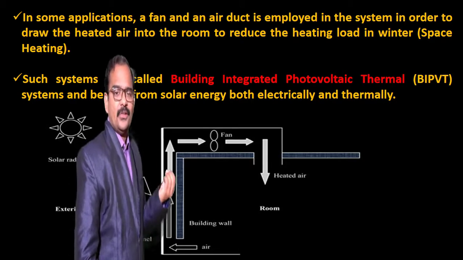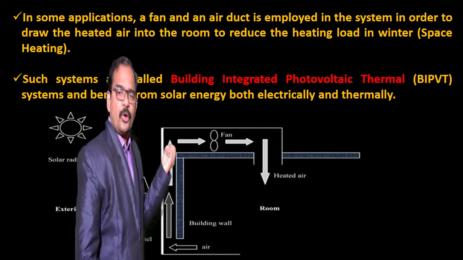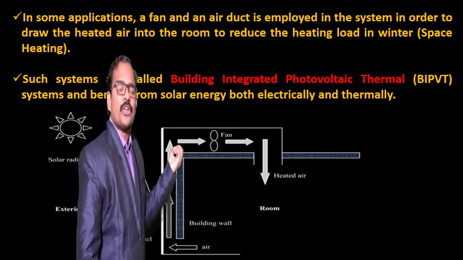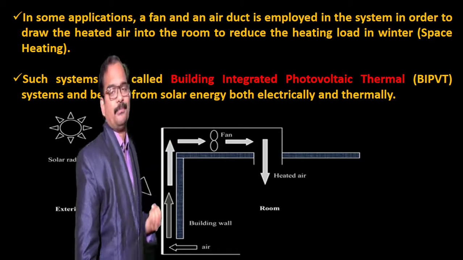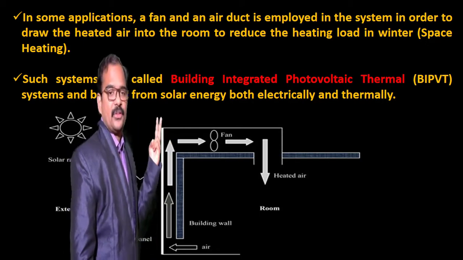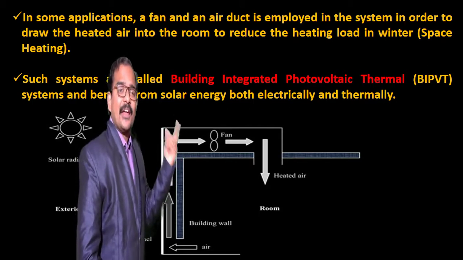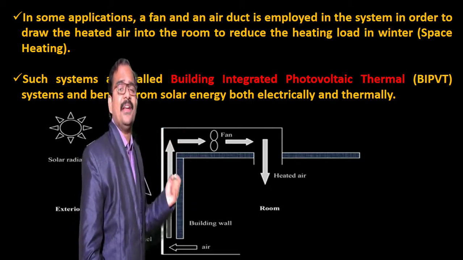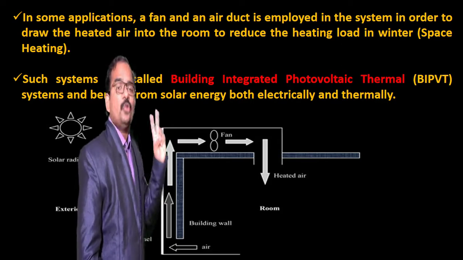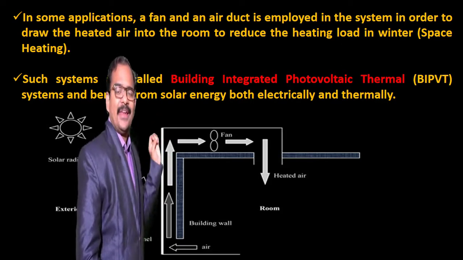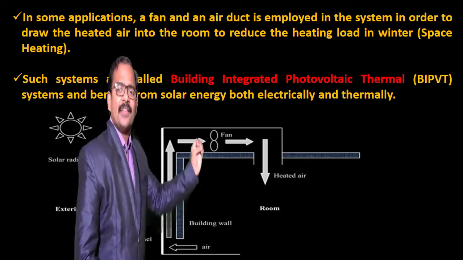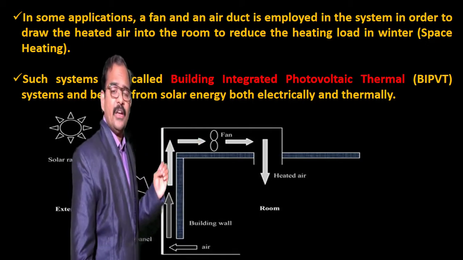So for that reason, we will use a separate type of systems called building integrated photovoltaic thermal systems. And they do two purposes. They will generate the electricity as well as they will supply the thermal energy to your space heating applications. So it's a two-edged sword. On one side you have electricity generation, on the other side you have thermal comfort. So how will it provide that?